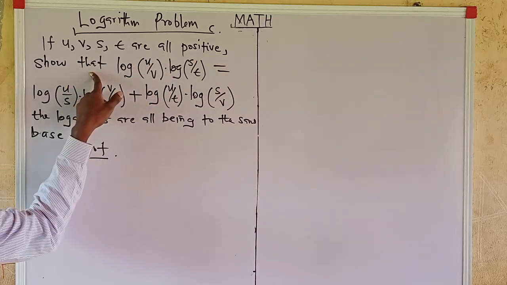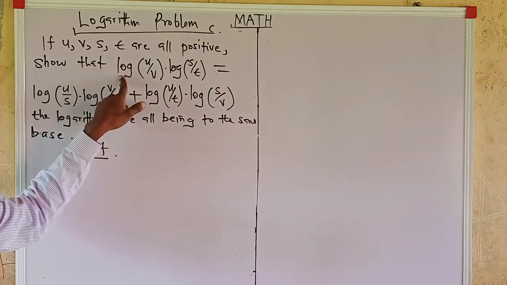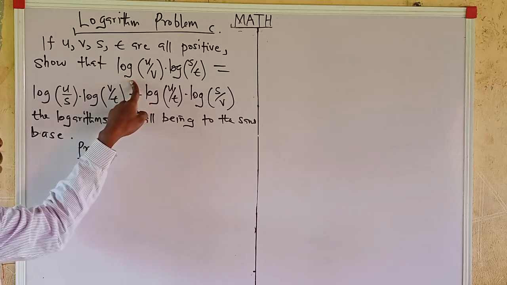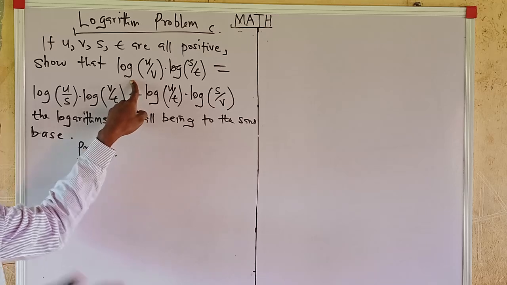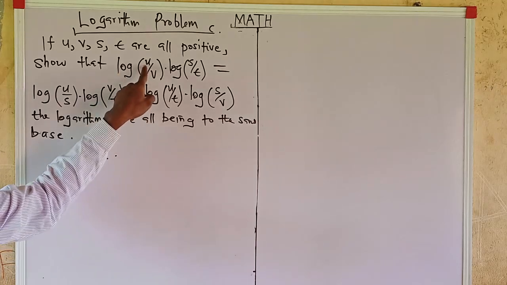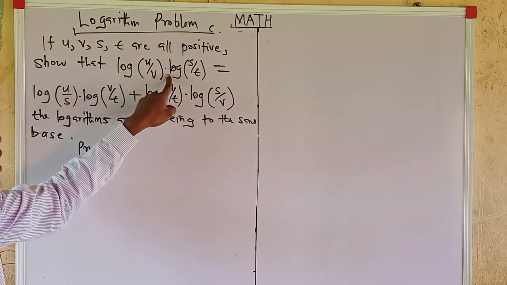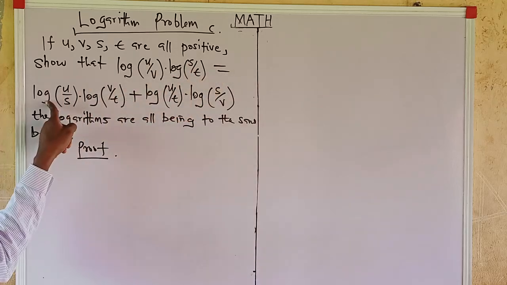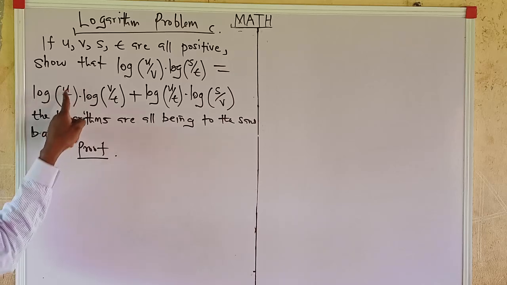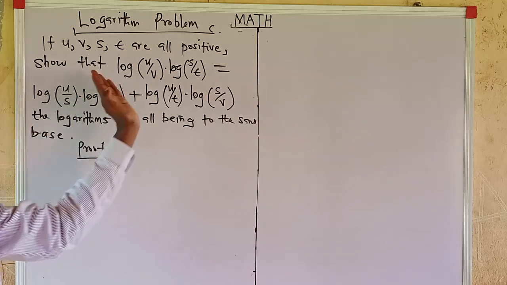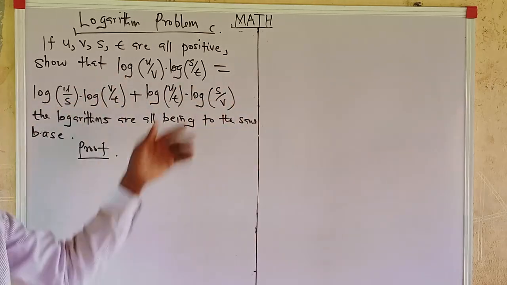Show that, in other words, prove or verify that log to an arbitrary base, the base is not given, so it should be taken arbitrarily. Commonly, we normally take it as base 10, but it's arbitrary, all right? It's not necessarily base 10. Log to an arbitrary base of U over V multiplied by log to an arbitrary base of S over T is equal to log to an arbitrary base of U over S multiplied by this entire expression, all right? So we have to prove that the left-hand side is equal to the right-hand side.